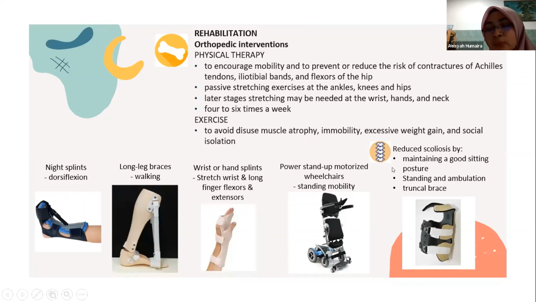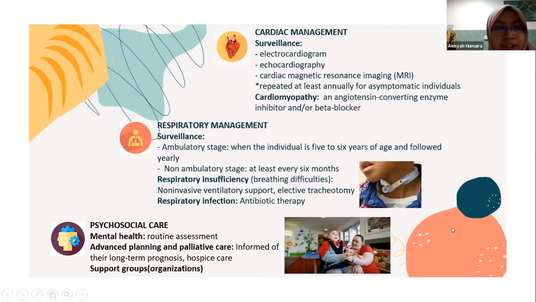For complications such as scoliosis, we can reduce it by maintaining a good sitting posture, by standing and ambulation, and by wearing a truncal brace. Next is cardiac management. We need to monitor the patient for any cardiac complication by screening with electrocardiography and MRI. For patients with cardiomyopathy, we give an angiotensin converting enzyme inhibitor or a beta blocker.